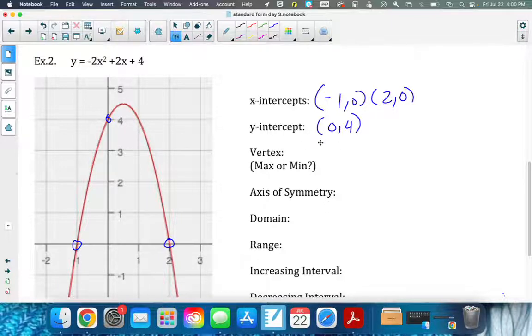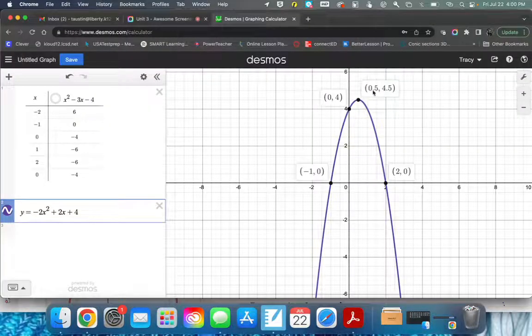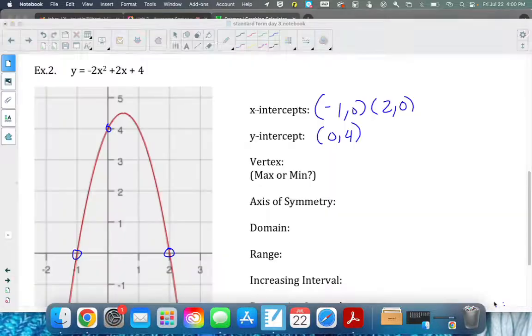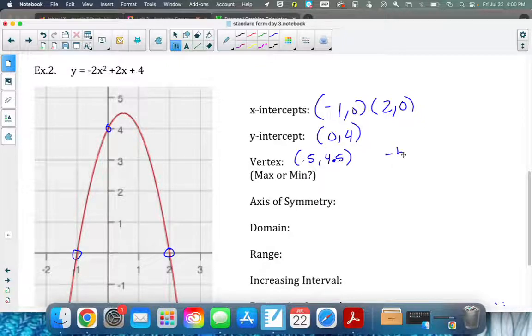Okay, make sure you're writing those as ordered pairs. My vertex was, let's take a look at that again, 0.5 and 4.5. Okay, and I can write that as a fraction too, it doesn't matter. But again, I can prove it because if I use my formula, -b divided by 2a to get my x, I get -2 divided by 2 times -2. Well, -2 divided by -4 is a half, which is 0.5. Okay, so again, take a look at the graph. That vertex is the highest point on my graph, right? Everything goes down from there, so this is a maximum.